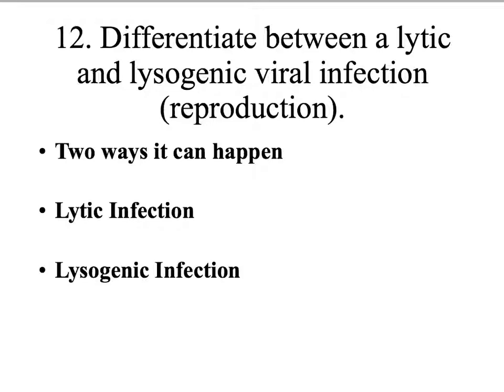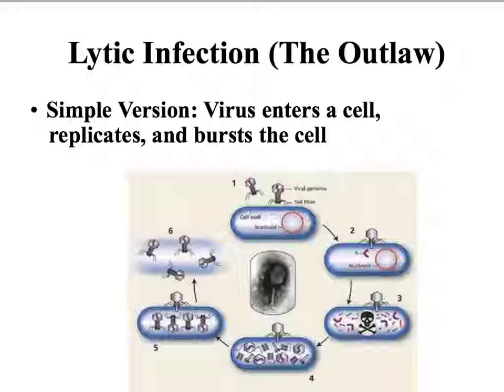They reproduce in two ways, lytic or lysogenic. So each virus is different in the mode that it reproduces. We're going to go ahead and talk about the lytic cycle first. Your textbook describes a lytic infection as the outlaw. Simply stated, the virus is going to enter the cell, replicate, and cause the cell to rupture.